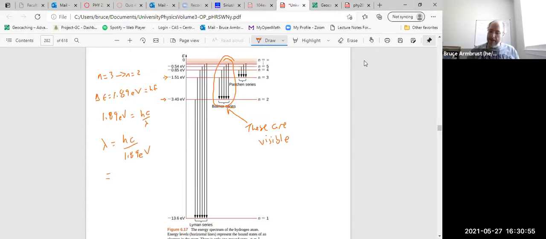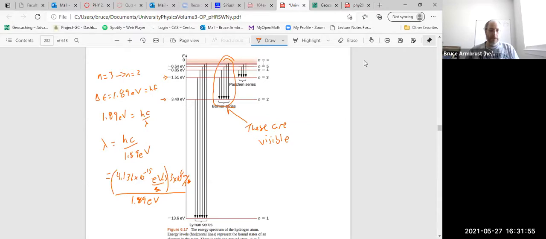All right. H, Planck's constant, and I'll do it in electron volts, is 4.136 times 10 to the minus 15 electron volt seconds. Now we're going to multiply that by 3 times 10 to the 8th meters per second. Something was wrong with my units. It's not meters per second squared, it's meters per second. Oh, that's because these are electron volt seconds. Sorry. And then we're going to divide by the 1.89 electron volts. All right, so this should just leave us meters.